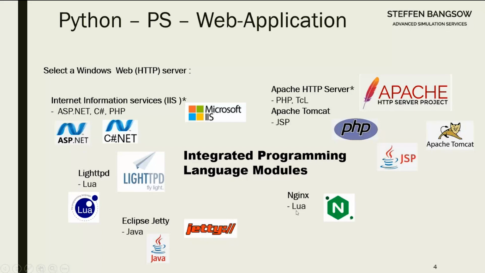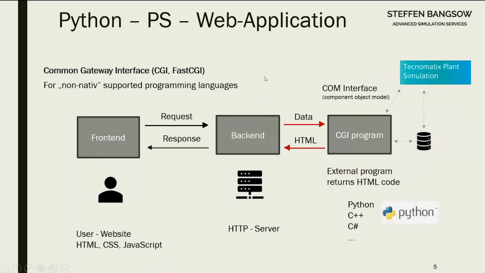And here you see none of these servers provide Python as a first integrated programming language. And if we want to use Python, then we need to go another way instead of using one of these integrated programming languages. And this is called Common Gateway Interface, CGI or FastCGI. This is for non-natively supported programming languages.